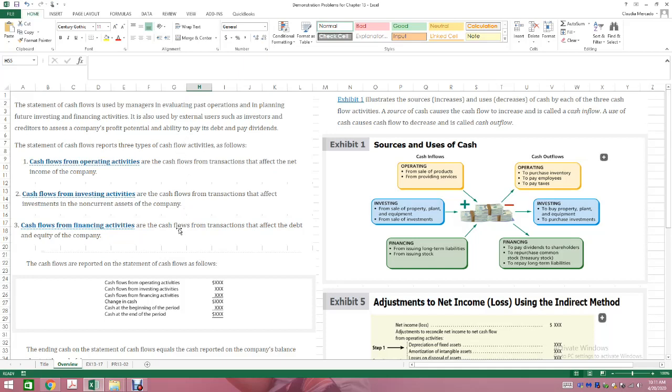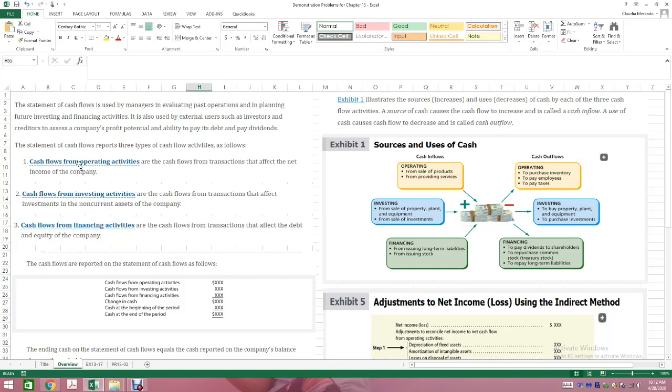So, it is very important to understand the statement of cash flows is broken down into 3 sections, okay? The 3 sections that encompass the statement of cash flows are cash flows from operating activities, cash flows from investing activities, and cash flows from financing activities. We need to be able to differentiate between the 3 different types of activities within the statement of cash flows, okay?